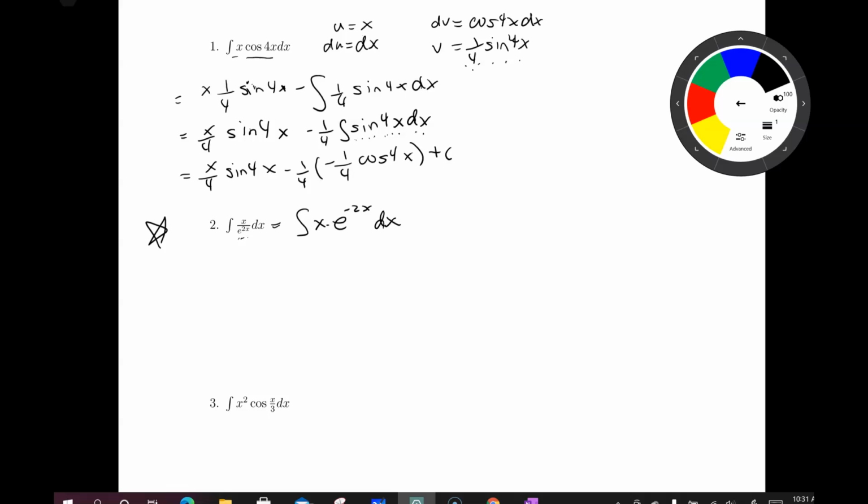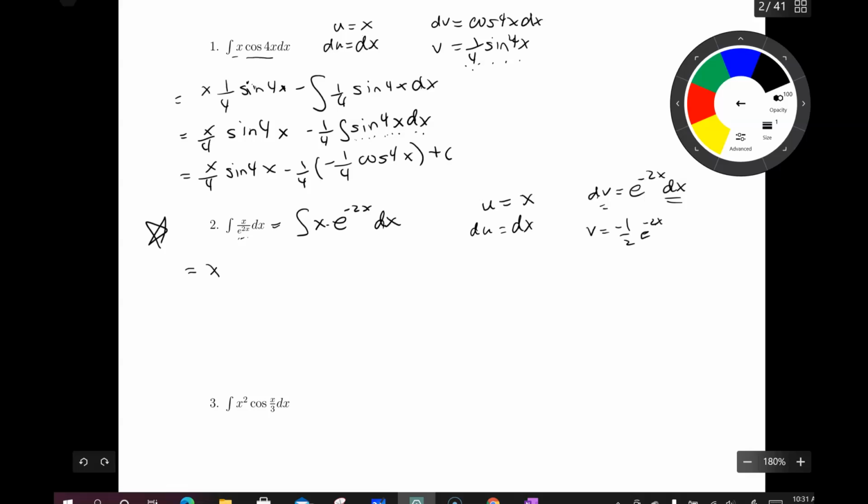So keep your u and your dv organized. That's why I'm showing this to you. So you want to let u equal the x and dv equal the e to the negative 2x dx. Again, include the dx with your dv. Here I'm going to take the derivative. So here I take the antiderivative. All right, so now let's put it together.